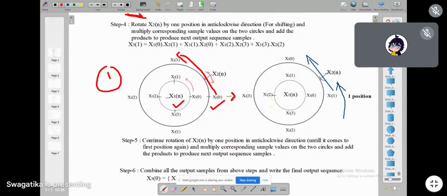Now here it is x2 of 3. I am just shifting this to here. x2 of 3 is here. Now x2 of 2 was there. Now I will shift it to here. See, x2 of 2. Now x2 of 1 will be here. Got it?